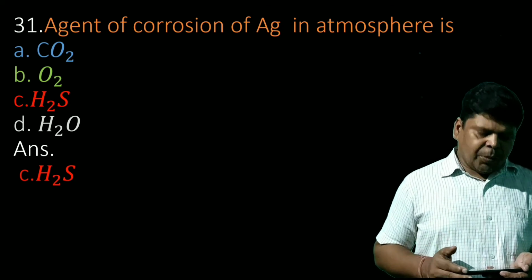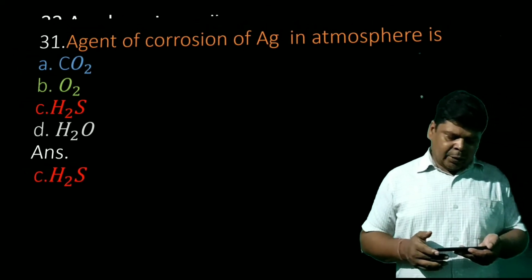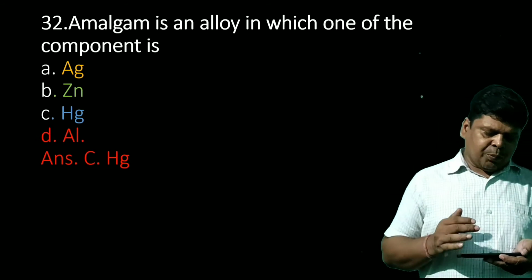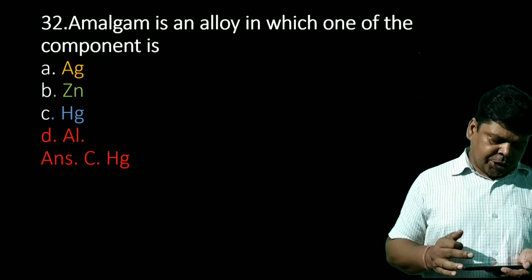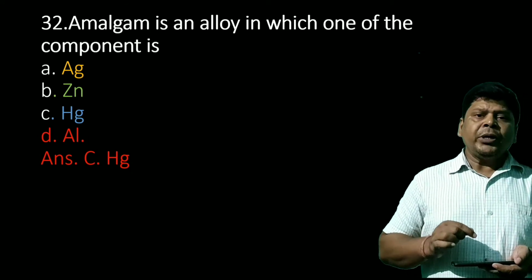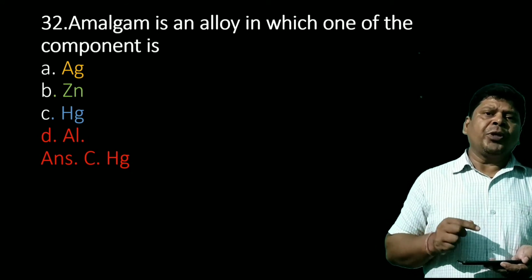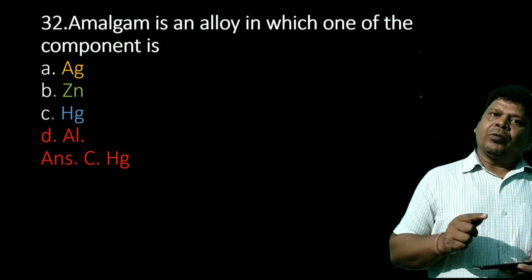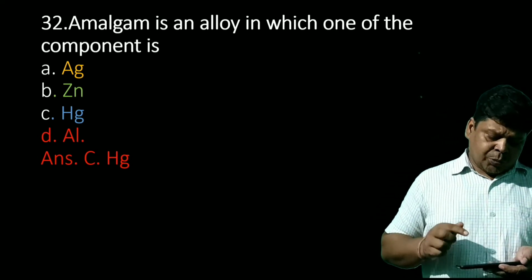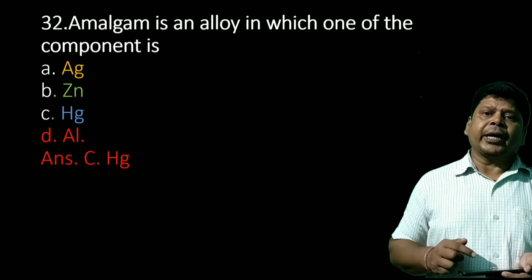Next is amalgam. Amalgam is an alloy in which one of the components is silver, zinc, mercury, aluminium. Amalgam is an alloy in which one of the components is mercury, in a small amount. So C is the correct answer.